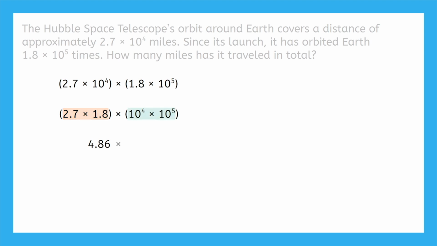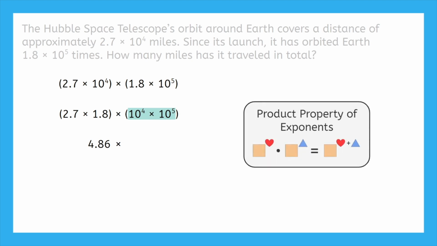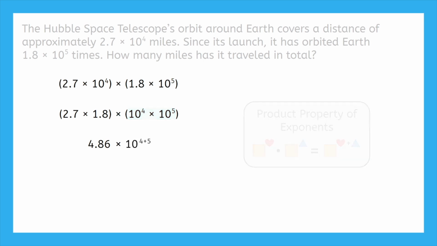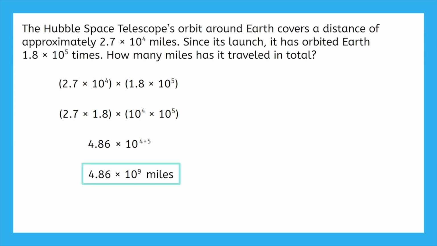Then, how do we multiply 10 to the fourth and 10 to the fifth? They're exponential expressions with the same base, so we can use the product property of exponents. Keep the base the same, 10, and then just add the exponents. 4 plus 5 is 9, so this is 10 to the ninth. The Hubble Space Telescope has traveled 4.86 times 10 to the ninth miles.